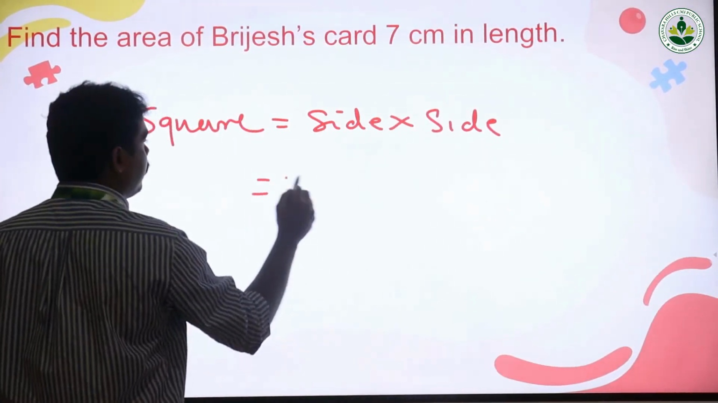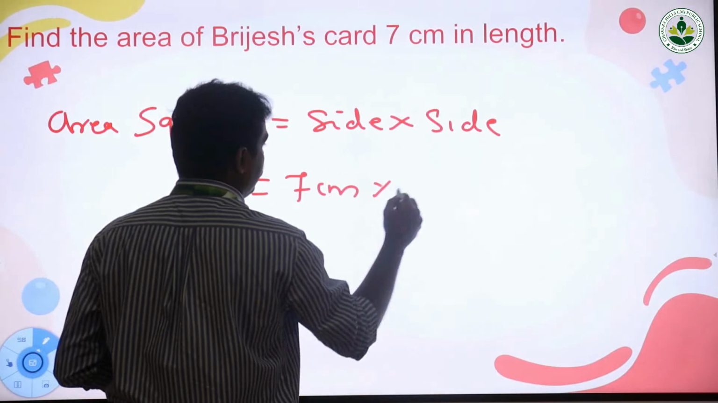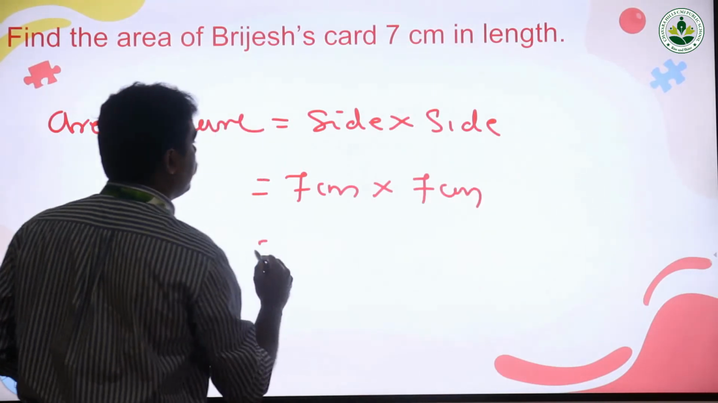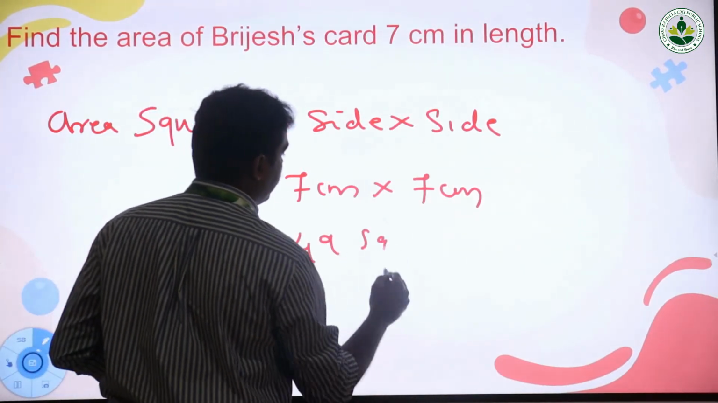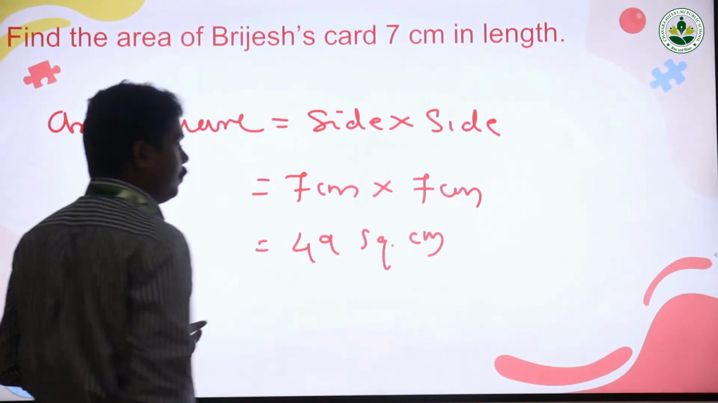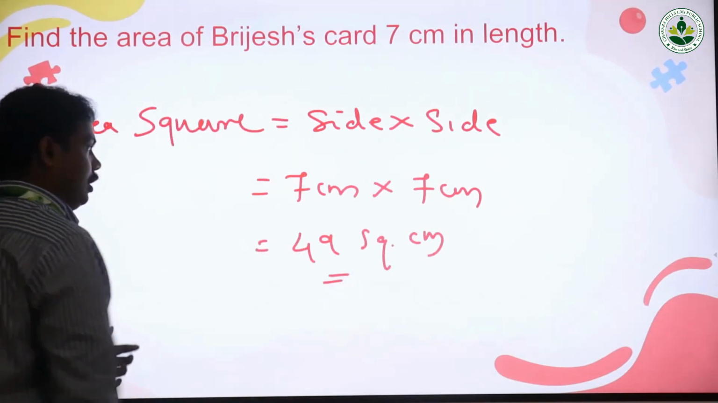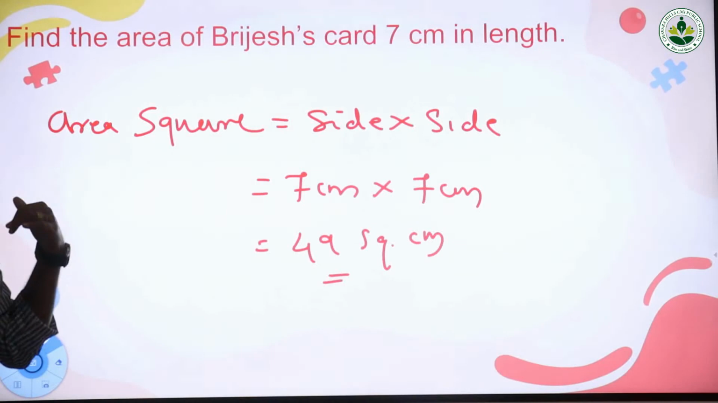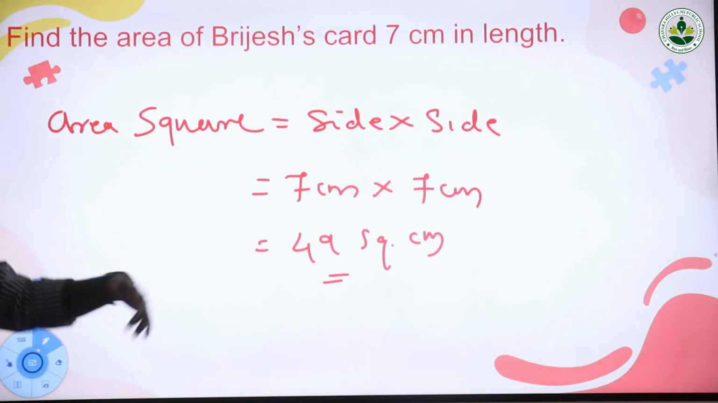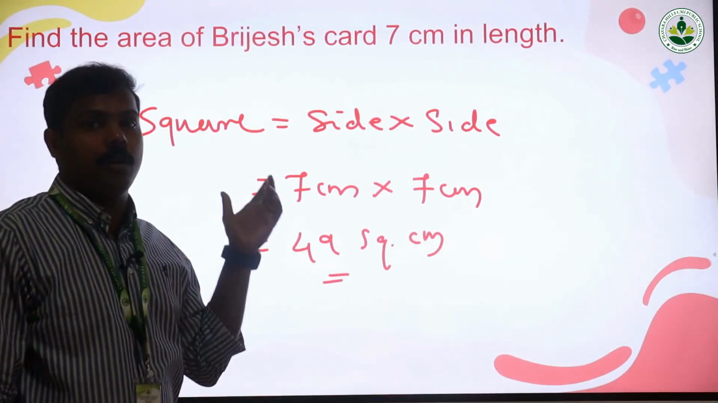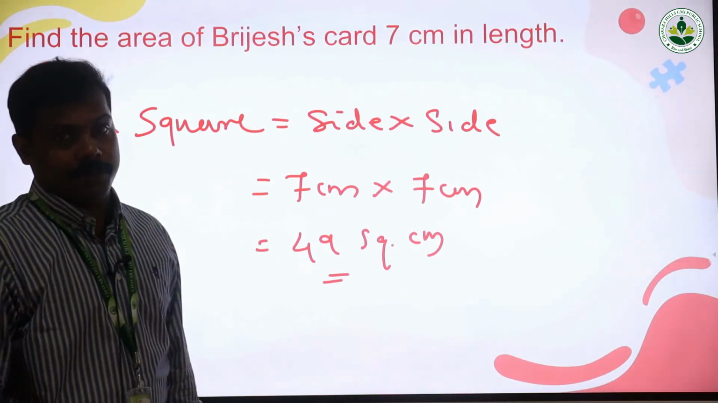One side is 7 centimeter, so 7 into 7 is equal to 49 square centimeter. Neha's card is 63 square centimeter. Vijay's card is 49 square centimeter. So Neha's card is the bigger one.